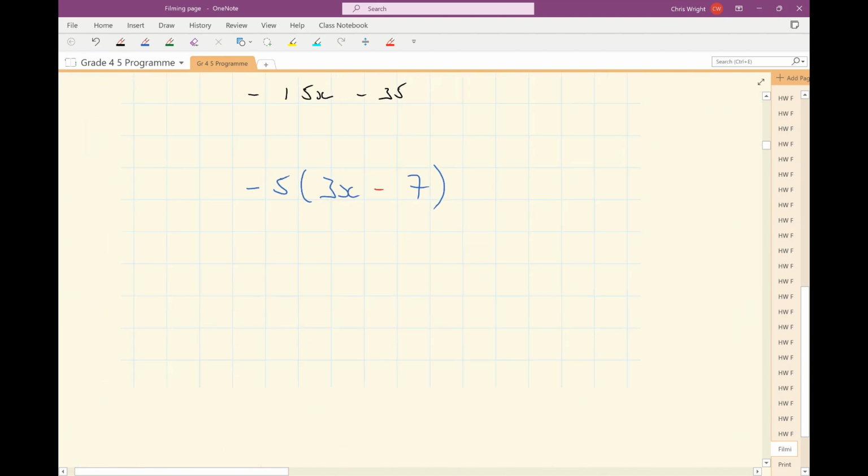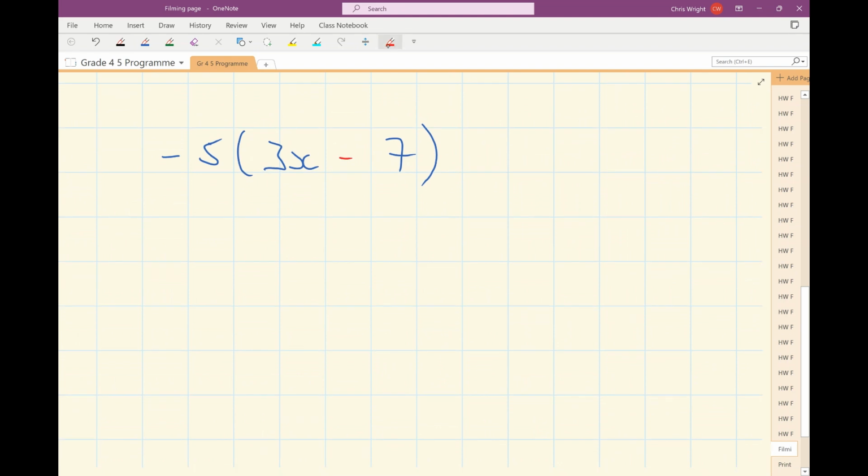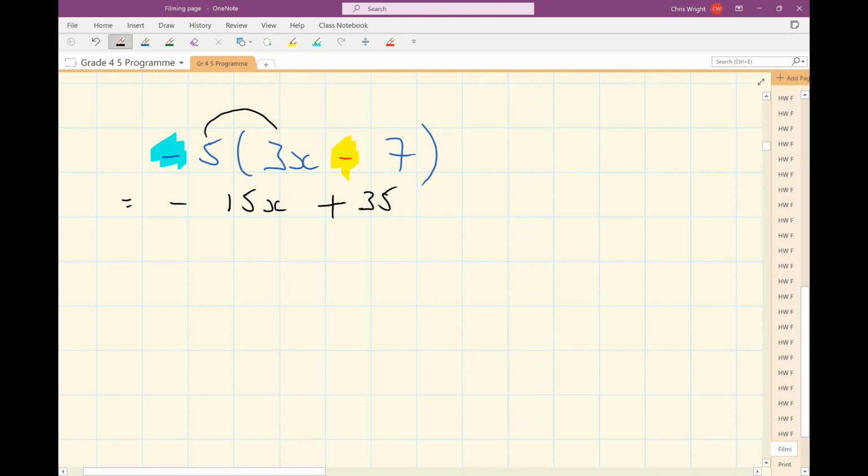Okay, what about this one? Minus 5 times the bracket. So if you're using my method, you're going to copy that sign. 5 times 3x is 15x. And then change the sign because there's a minus outside. So I don't copy down this sign, I change it. And 5 times 7 is 35.